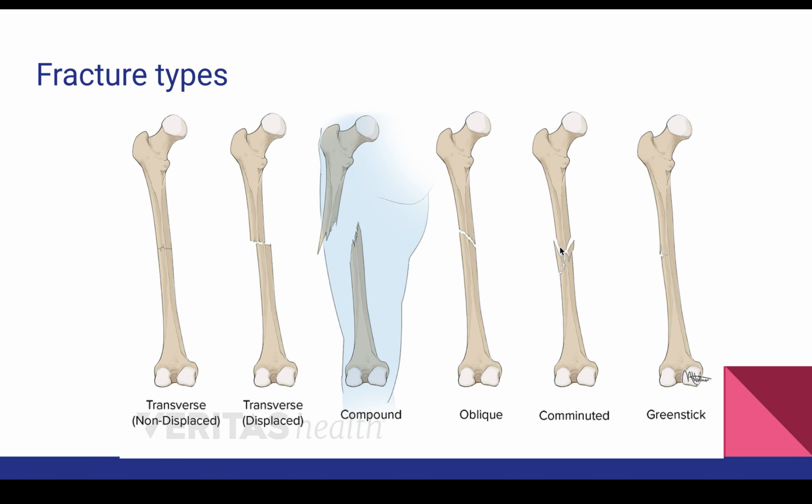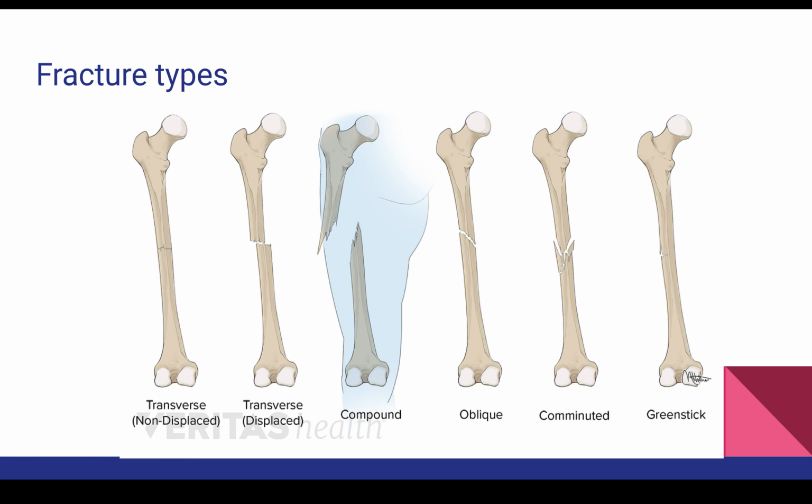A comminuted fracture is when there is a break in more than one area. Let's be specific. It's a fracture with 1, 2, 3, 4. Here's 4, but the definition of comminuted is a fracture with 3 or more pieces.